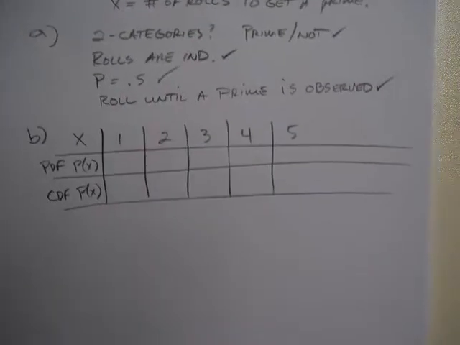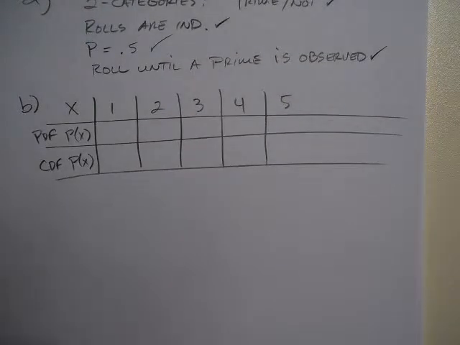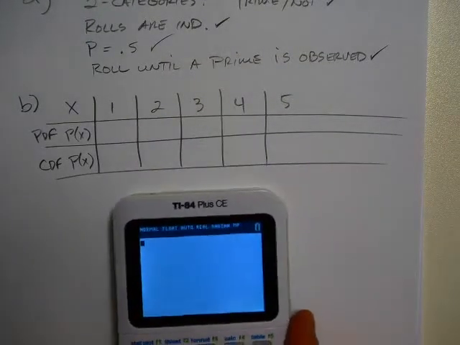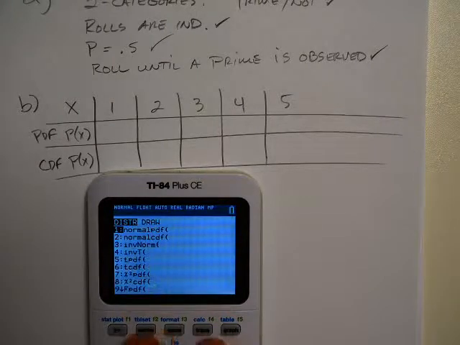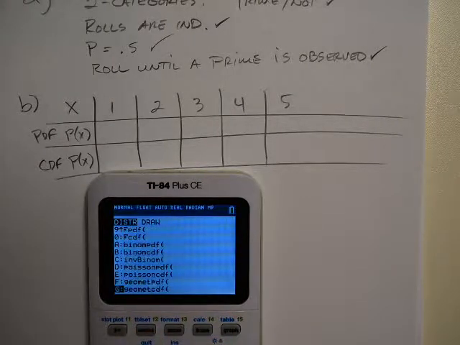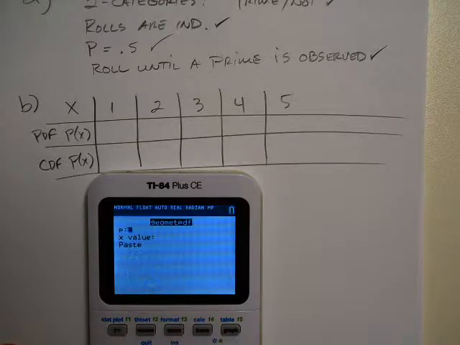So if you guys got your calculators handy, let's learn where we can go for this. So I'll do the PDF first. So it's in distribution, so second vars. And if you go up just one, and the bottom two are your geometric options, so we'll go to geometpdf. There's only two things it needs. What's the probability? 0.5. And on what roll?